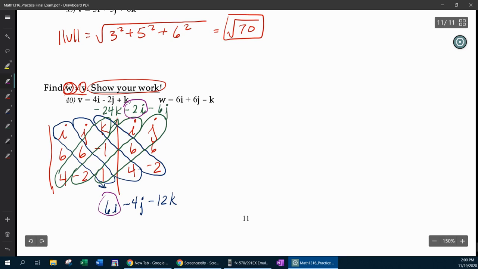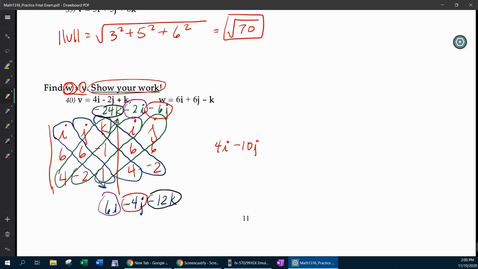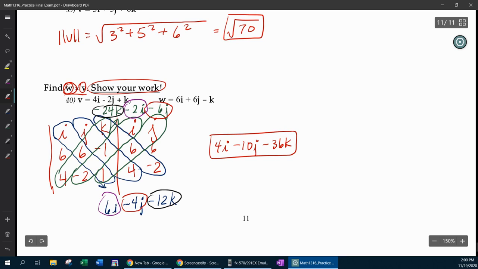And then the last thing that you need to do is combine like terms. I first. I've got -2i plus 6i. 6 minus 2, that is 4i. And then for the j's, I've got -4j and a -6j makes a -10j. And then last but not least, -24k minus 12k, that is a -36k. And that should be the cross product.